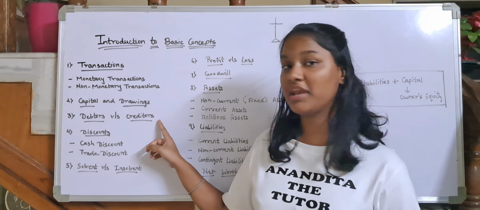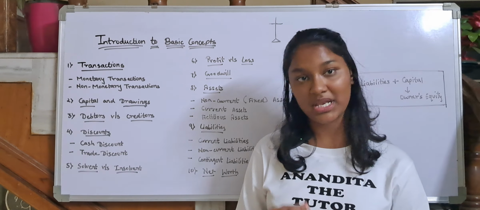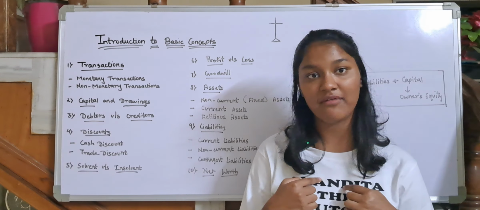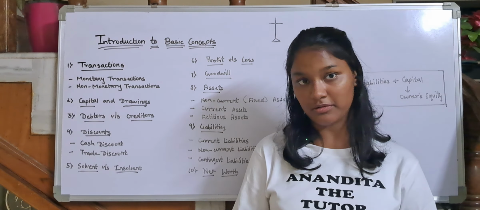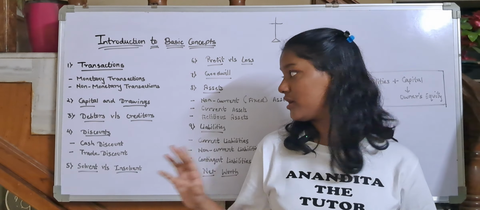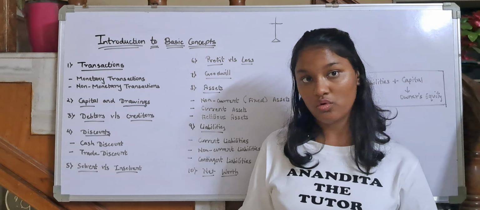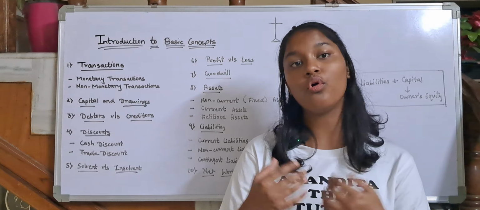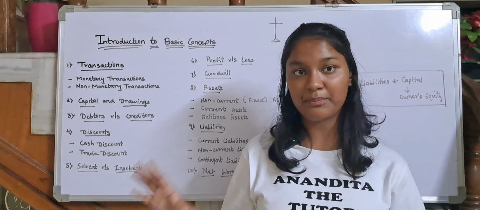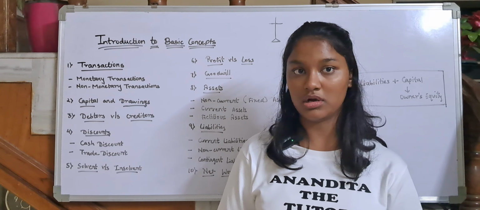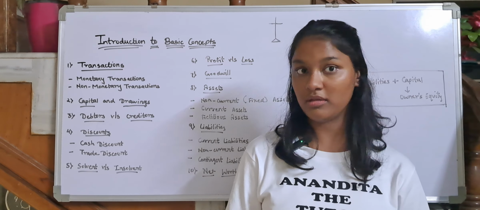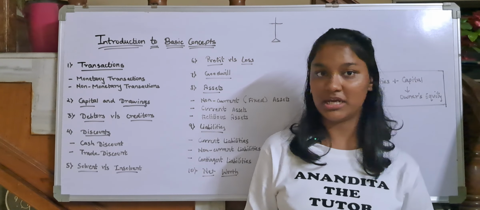Okay, and creditor: if I borrow money from my friend, I have to give her money in the future, so she is my creditor. A debtor is when somebody else owes me money, then that person is a debtor. And a creditor is when I owe money to the other person, so that person will be my creditor. Okay.